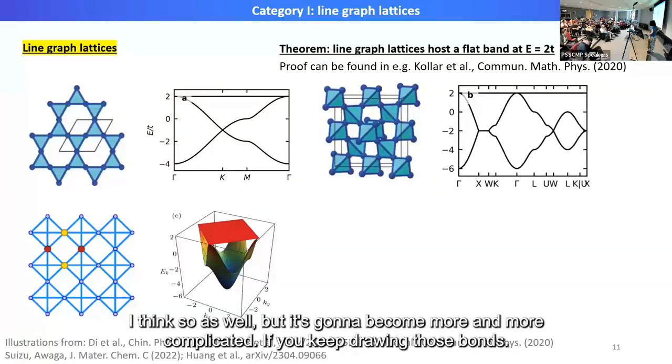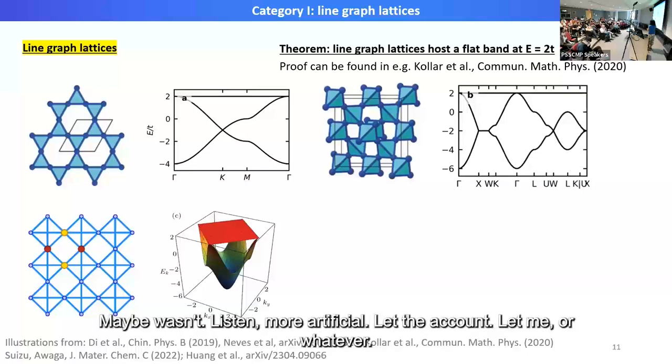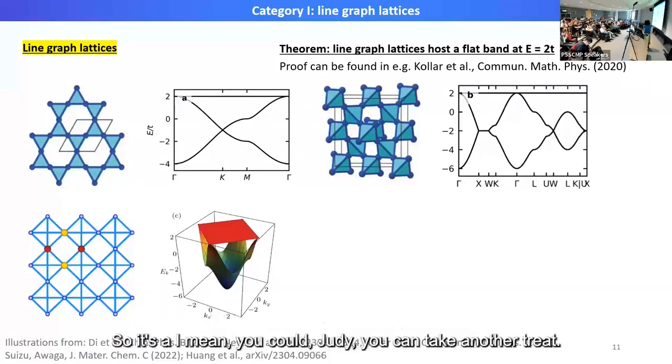So I think as long as... but it's going to become more and more complicated if you keep drawing those bonds, and maybe more artificial. Is there a theorem that tells you how many... I mean, you can always subtract t or whatever to get this thing zero. So it's a theorem that says how many zeros.